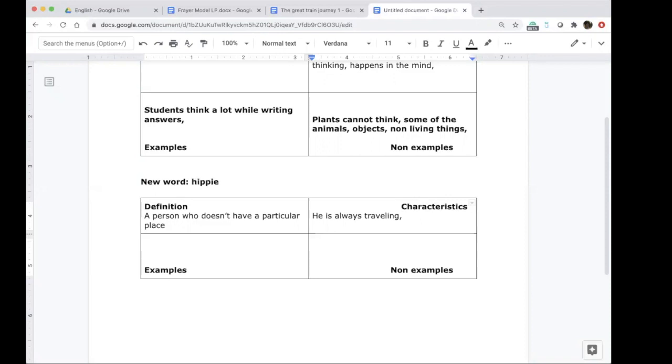So it applies to human beings. So we can write it is a human. Okay, it is a person or human. Okay, that can be one of the characteristics. Aishwarya.